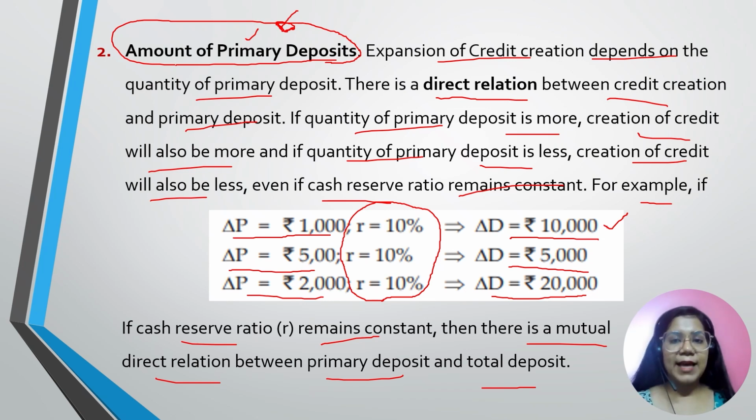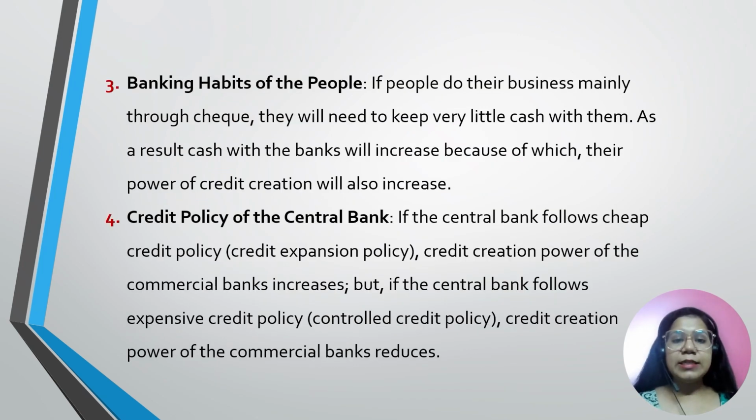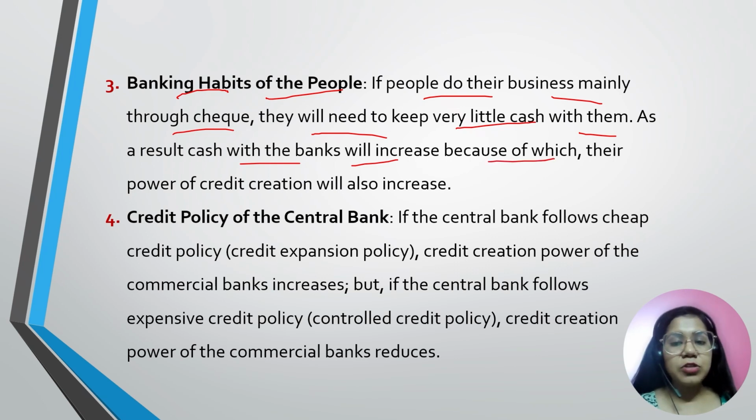So the third limitation is the banking habits of the people. The bank's power of creating credit also depends on the banking habits of the people. If people do their business mainly through cheques, then they will need to keep very little cash with them. As a result, the cash with the banks will increase, because of which their power of credit creation will also increase. But if the public keeps less cash with the banks, then their power of credit creation will decrease.